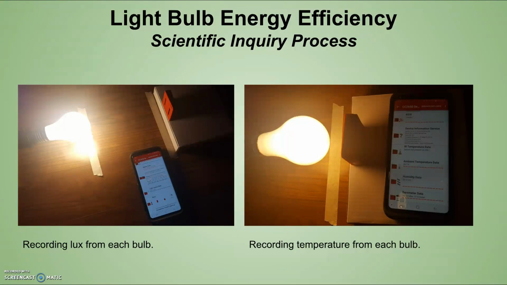from each bulb. Unfortunately, the infrared temperature sensor on the sensor tag does not work, so I planned on having the sensor tag a close distance from the bulb, and I felt that that would still give us fairly accurate results.